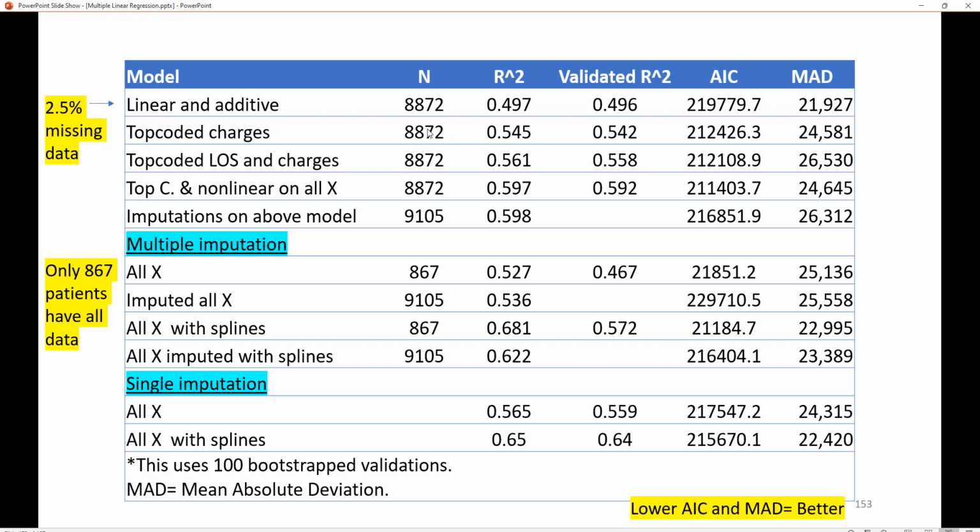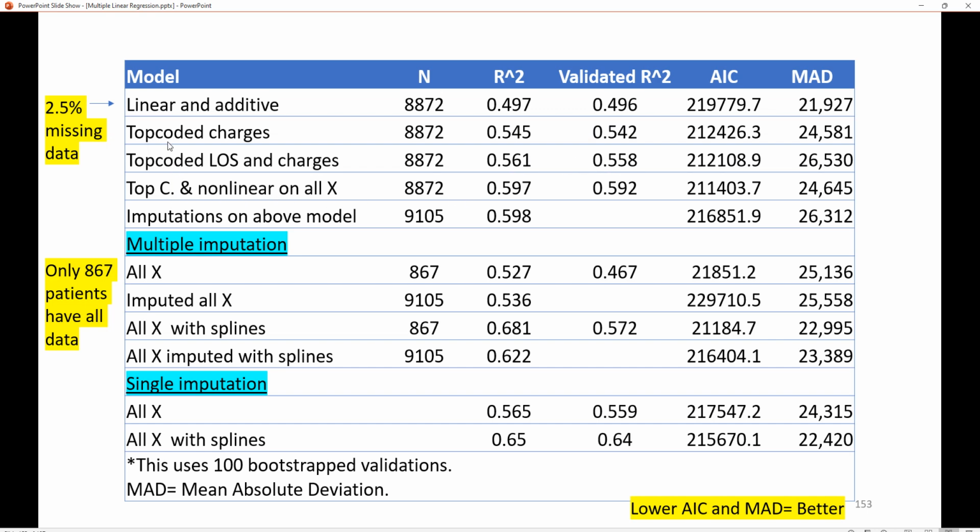And so in that very top model that's named linear and additive, we see that there's about 2.5% missing data, and we see that also in the top 3 rows. So if we recall back to earlier sessions, we know that when we have 2.5% missing data, that's not a lot of missing data. So we can tend to ignore those values or impute them with the median or mean value. In our example here, we're just going to ignore the missing data since it's not a lot. So we see that those R-square values range from about 0.497 to 0.561, and the validated values are not much different from that.